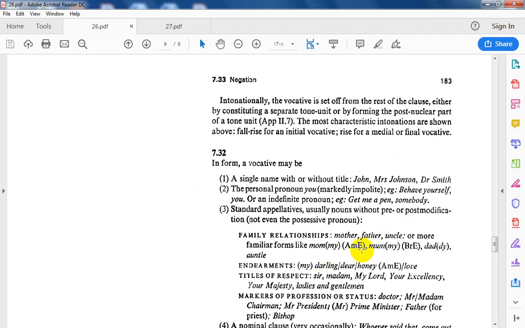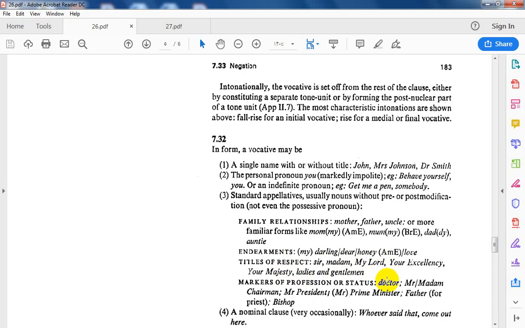What about endearments? Say what? My darling, dear, honey, baby, love. Titles of respect. I have sir, madam, my lord, your excellency, your majesty. Yes.